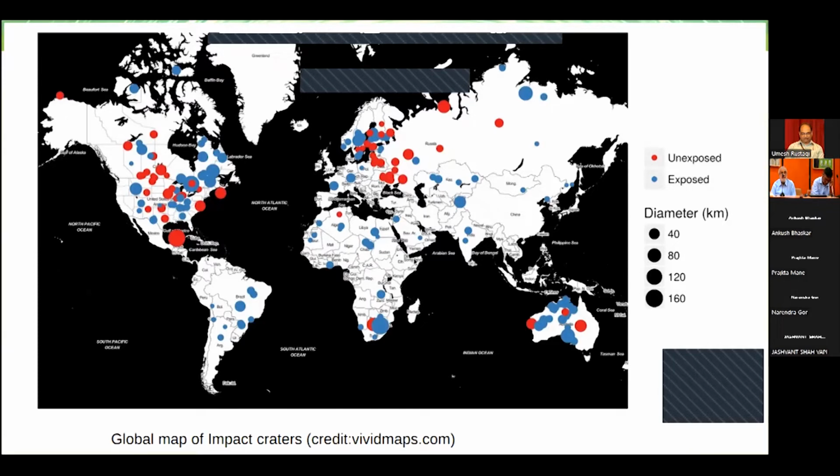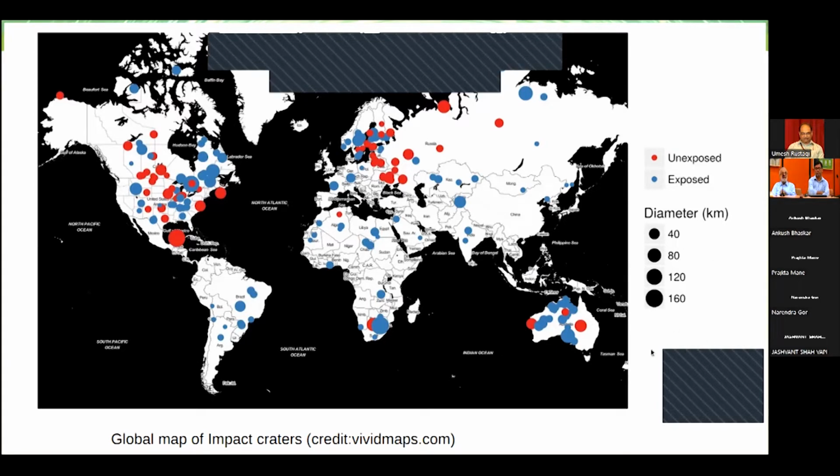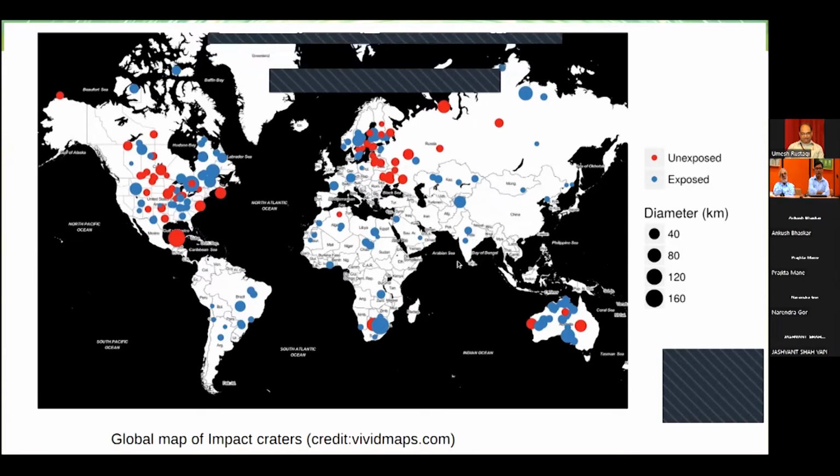There are more than a hundred craters that we have now, varying from a few kilometers to hundreds of kilometers in diameter. And here in India also, as mentioned, there are two craters which are mapped here, which are confirmed to be of impact origin.